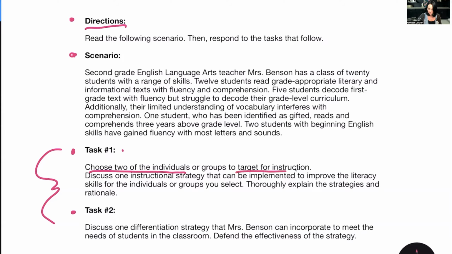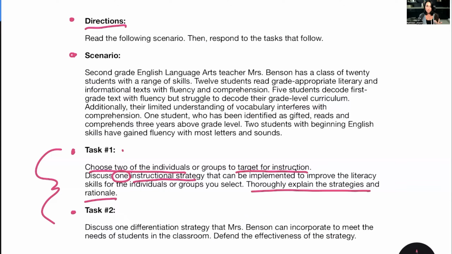So someone needs some interventions. So I already know that right now just by reading the task. Discuss 1 instructional strategy. So for the 2 groups, we're going to use 1 instructional strategy that can be implemented to improve the literacy skills of these particular students. Thoroughly explain the strategies and rationale. Well, what does that mean? I need to explain what the strategies are, and the rationale is the reason why I'm doing it.